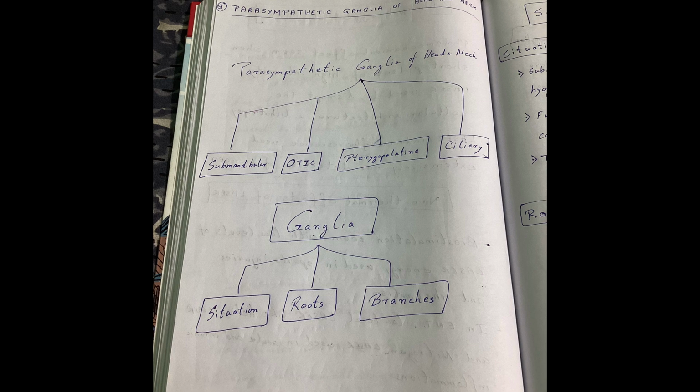So, broadly speaking, there are only 4 parasympathetic ganglia. There is the submandibular ganglia, the otic ganglia, the ciliary ganglia, and the largest of them all, pterygopalatine ganglia. Now, each ganglia can be described under 3 headings: location or situation, roots, and branches. So, there are 4 ganglia, and each of them will be described in 3 ways: submandibular, ciliary, otic, and pterygopalatine, and each ganglia has situation, roots, and branches. Let's start with submandibular ganglia.